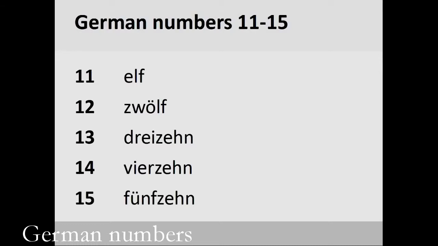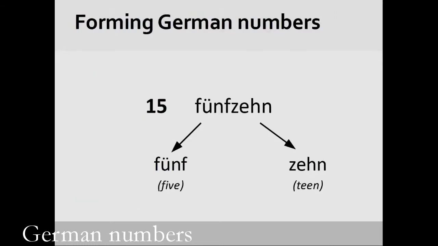The German numbers 11 through 15 are pronounced 11, 12, 13, 14, 15. Again, these numbers are formed in a manner that is similar to English. Let's take a closer look at the German number 15. As you see on the screen, the number is formed by combining two numbers, 5 and 10. So what you are really saying is 5 and 10, which is similar to the way that the number 15 is formed in English.